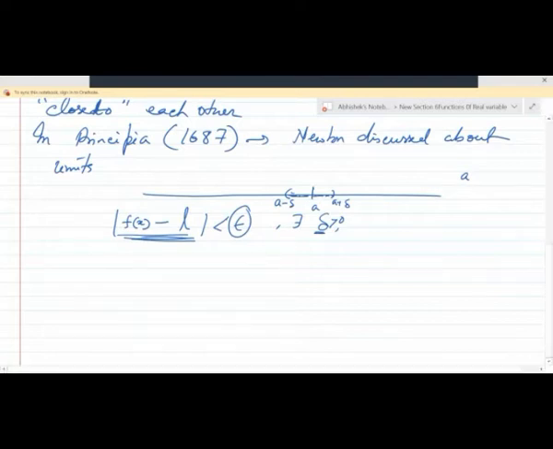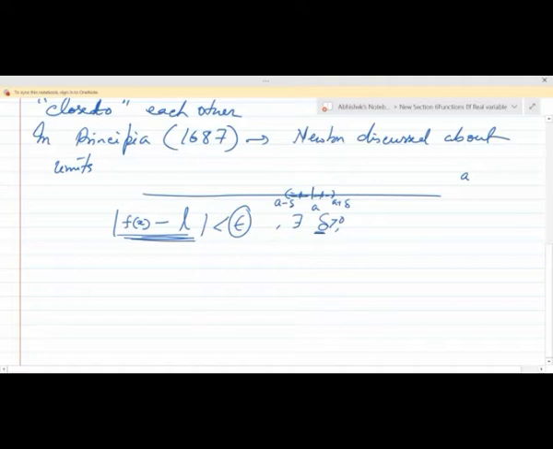Then we need to check whether these functional values, with respect to those x which are in between these two real numbers a minus delta and a plus delta, have a distance from the real number L which is less than epsilon? So that was the main attention that Newton was thinking. Okay.